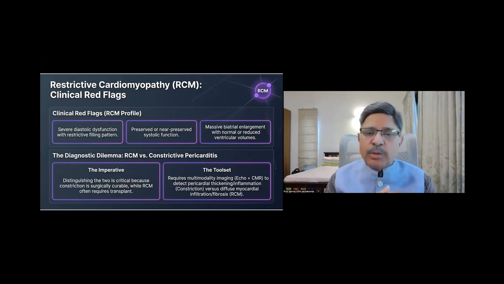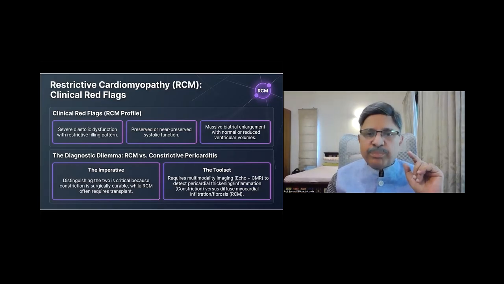Whereas restrictive cardiomyopathy requires multimodality imaging: echo and cardiac MRI to detect pericardial thickening and inflammation, constriction versus diffuse myocardial inflammation, which is called the RCM. How to differentiate? Echo and cardiac MRI to detect and differentiate between restrictive cardiomyopathy and constrictive pericarditis. Why do I need to distinguish? The treatment is entirely different.